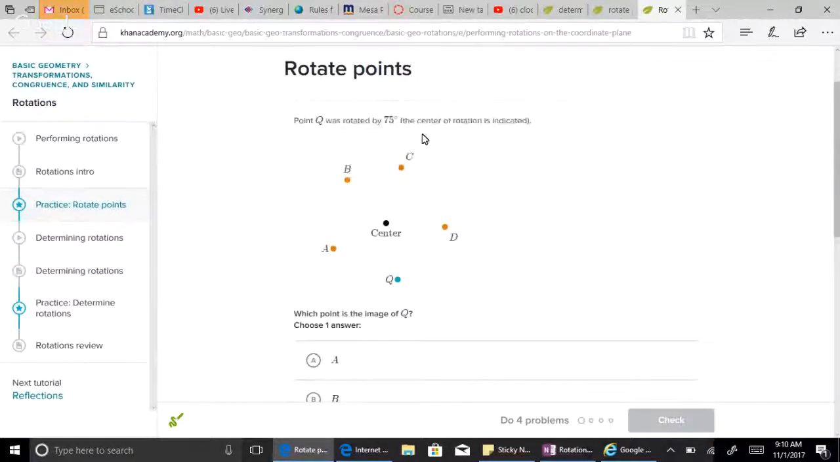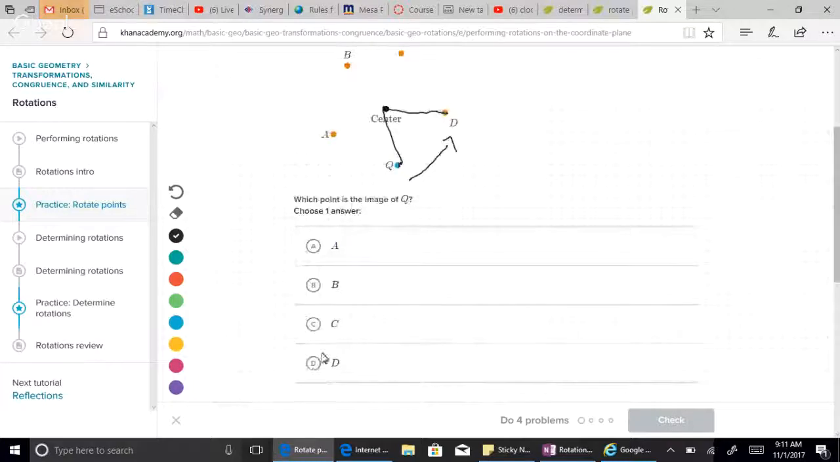Okay, point Q was rotated by 75 degrees. 75 degrees is positive, and positive is counterclockwise. So I know that Q is going in this direction. And I know that if I start at the center and I look at my next point, it looks like letter D would be about 75 degrees.